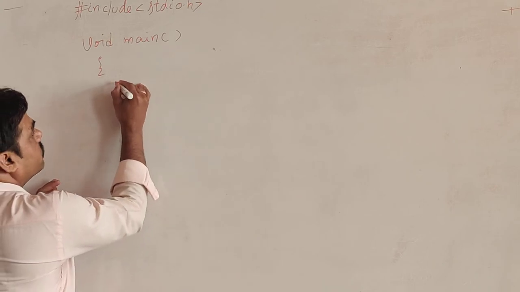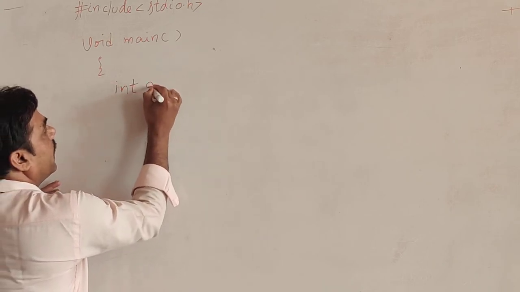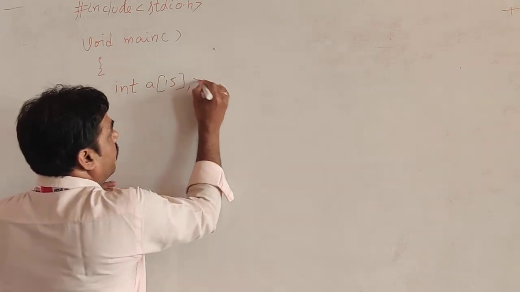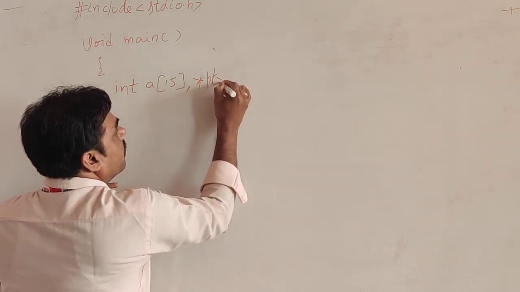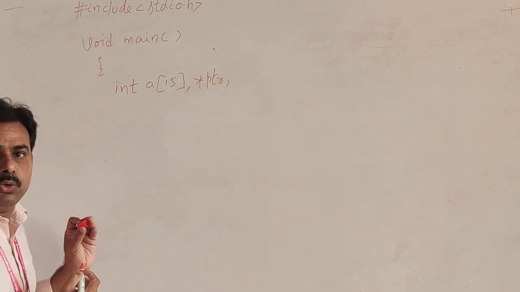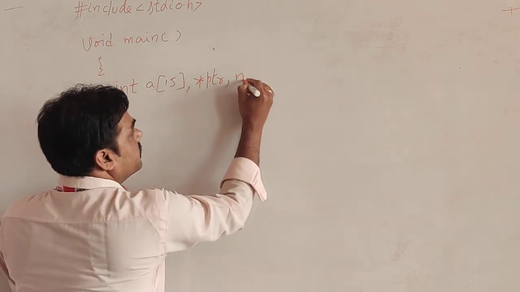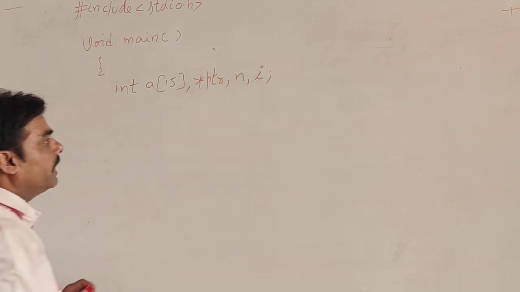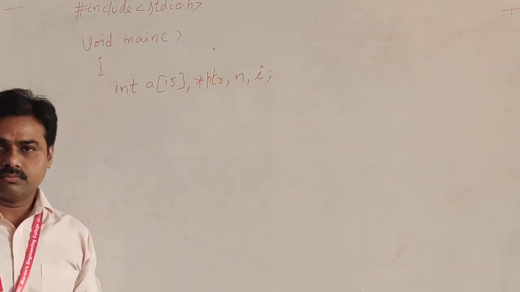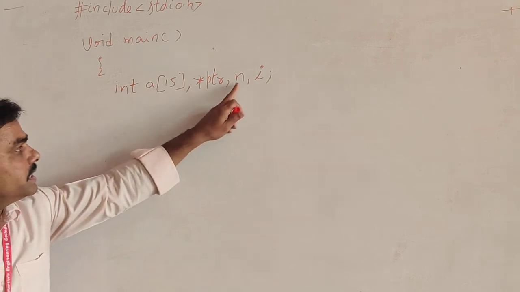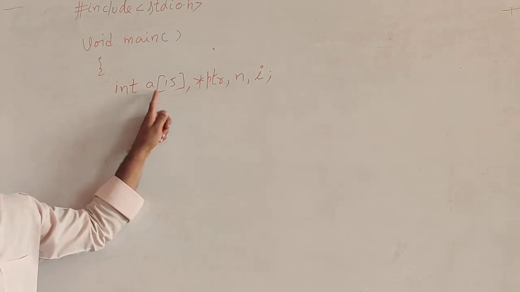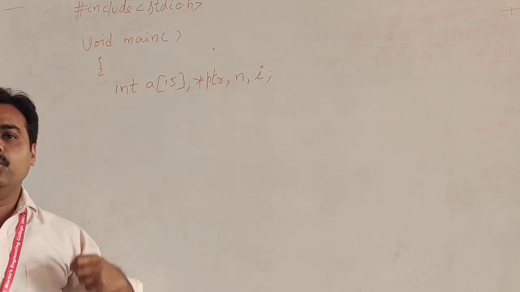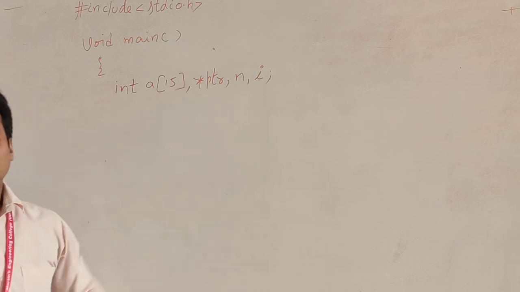I will declare all the variables as integers: integer array a of 15, for example, comma, pointer variable asterisk ptr. This is the pointer variable. n is the number of elements in the array, that is also an integer, and for the loop, the i value. That's all, this is enough. If any more variables are required, we declare them later. Here a is the integer array, ptr is the integer pointer variable, n is how many values you want to store in the array, and i is for the loop.